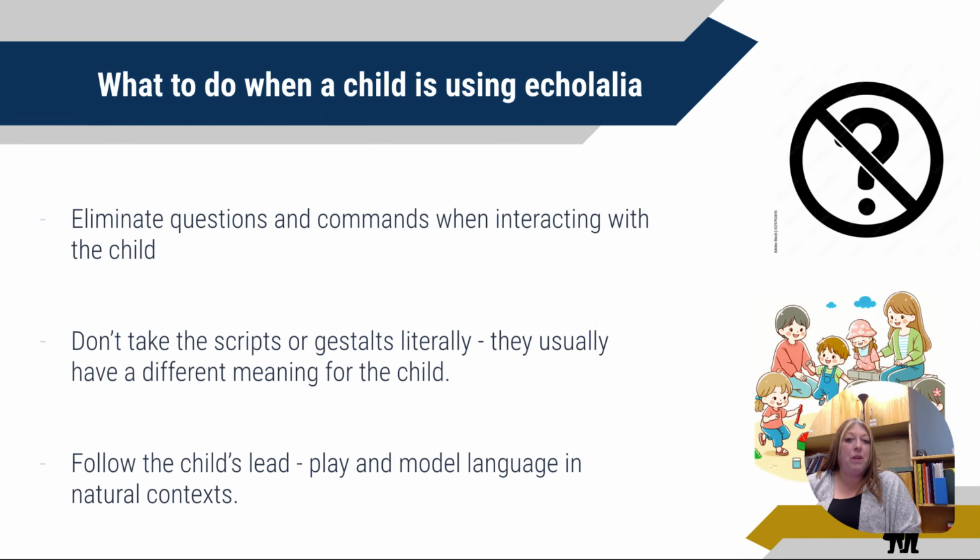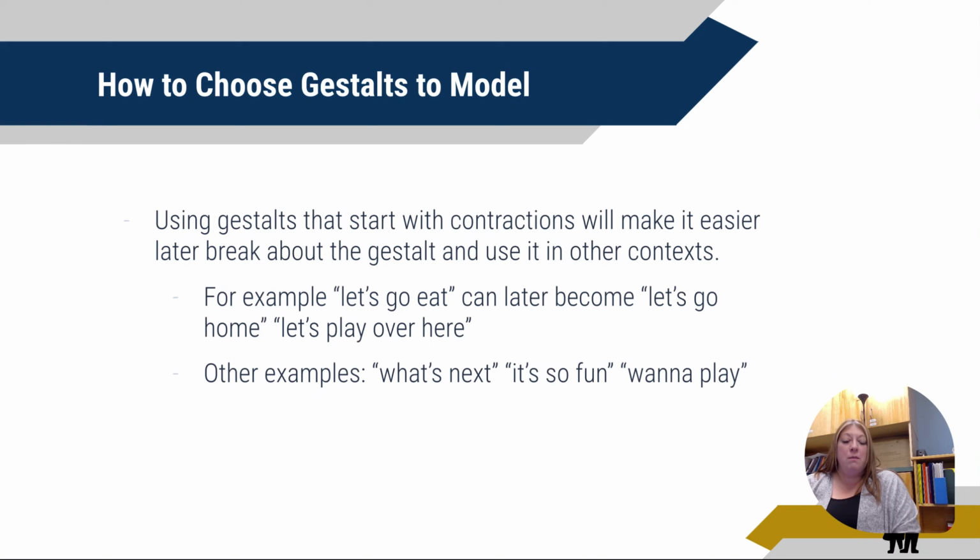Using gestalts that start with contractions makes it easier to later break those apart and mix and match them. So, for example, if we use "let's go eat," it can become "let's go home," "let's play over here." That "let's" can be transferred to different scripts and different phrases. Some other examples: "What's next?" "It's so fun," "want to play."